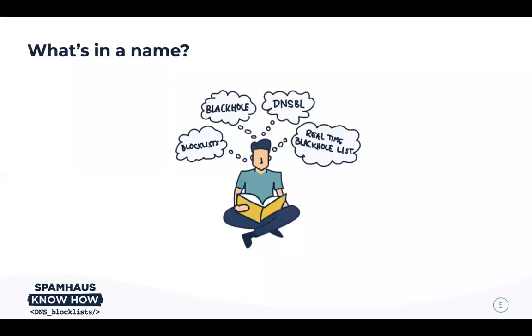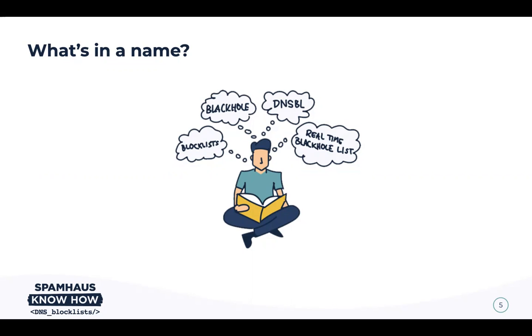So the first part is what's in the name. The things we talk about, some people call them block lists, some people call them real-time black hole lists, some people call them DNSBL, some people call them yet something else. In the end, we're all talking about the same thing here. So no matter what name you use, usually it refers to the same thing.